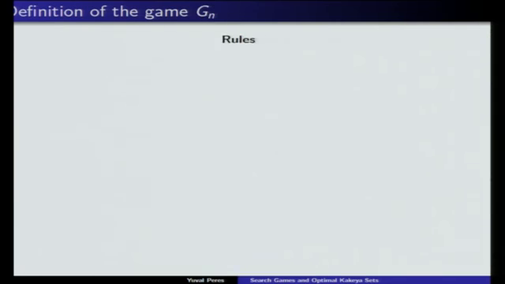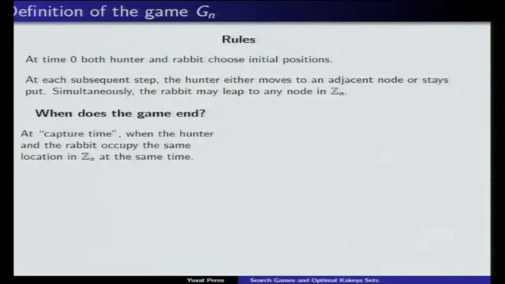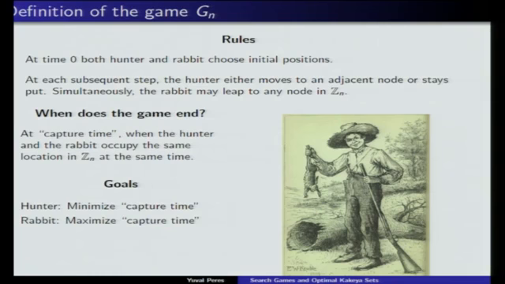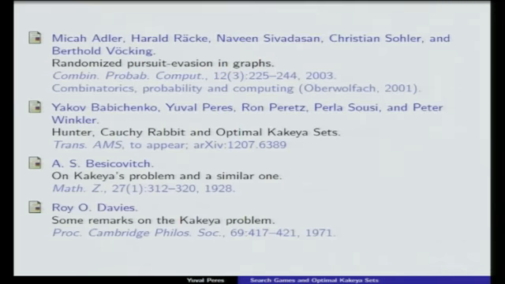Okay. And so at time 0, they both choose initial positions. At each subsequent step, the hunter moves to an adjacent node, and the rabbit can go to any node, and the game ends at capture time. Now, this is a zero-sum game where the hunter aims to minimize capture time and the rabbit aims to maximize capture time. It's not a bounded game, so there aren't finitely many strategies, but it's easily related to a bounded game. So let me quickly explain that relation.